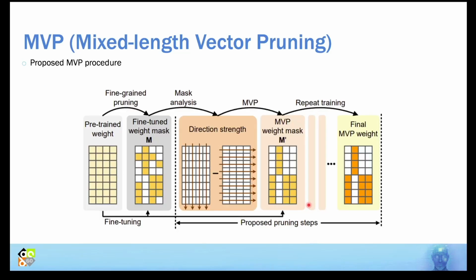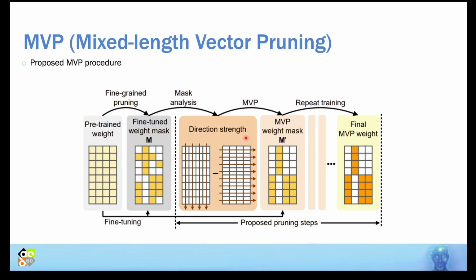We named it mixed-length vector pruning, and the story is simple. First, we obtained the pre-trained dense version of the transformer, and then we perform fine-grained pruning through the movement pruning mentioned earlier. We analyze these patterns to obtain direction strength, which quantifies whether the direction is strong in the horizontal or vertical direction, and the degree of strength. Based on this, we determined whether the corresponding matrix should have a vertical or horizontal structure, and what length the vector should be when it has structure.